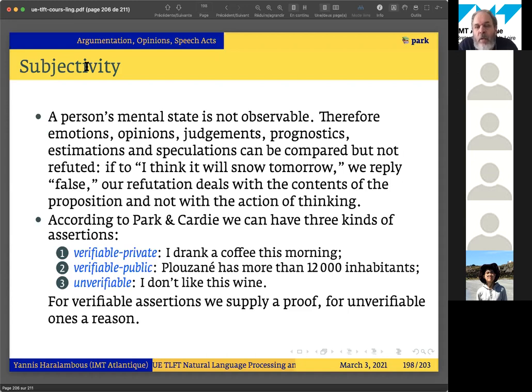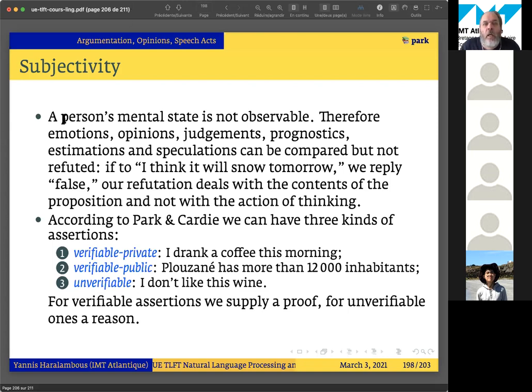And this is something you need for chatbots, since a chatbot is a persona. It's an entity that communicates like a human. And therefore, it has a first person, I. And therefore, at some point, your chatbot will have to be subjective, or at least will be confronted with the problem of subjectivity. So what is subjectivity?